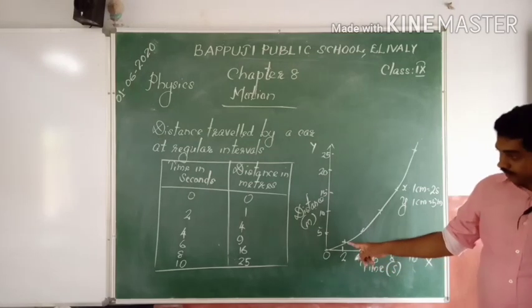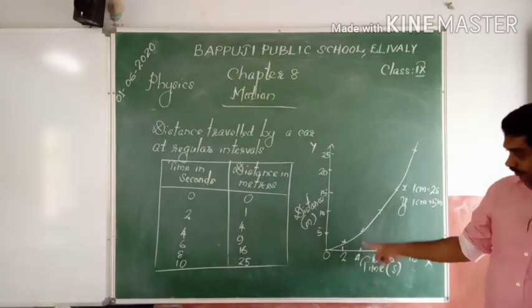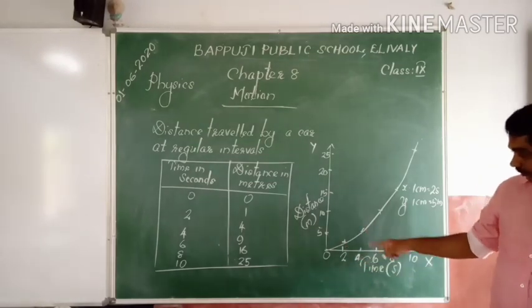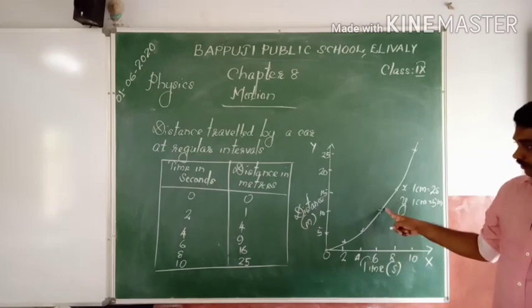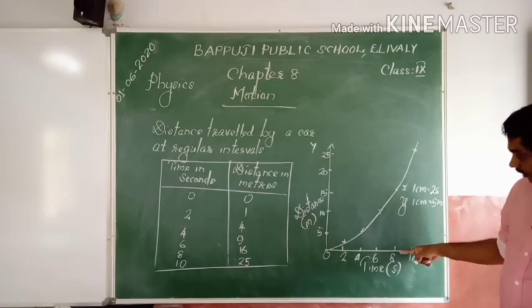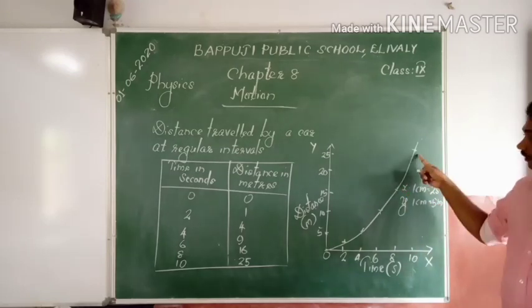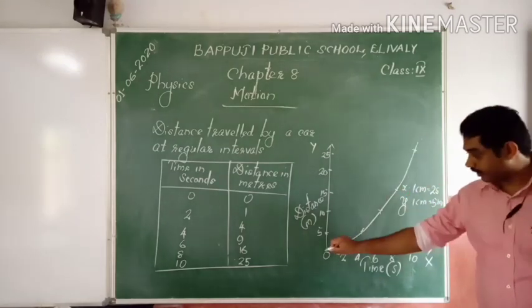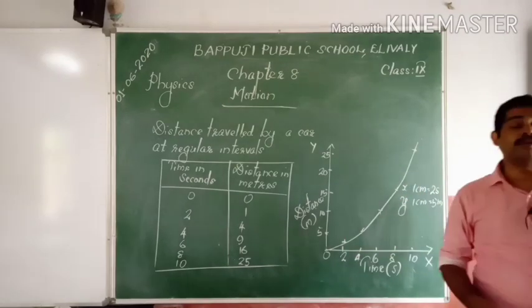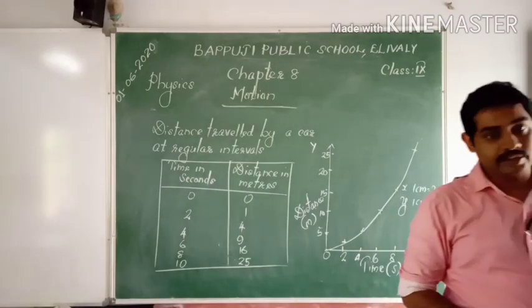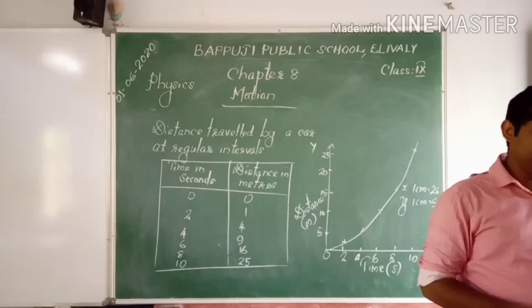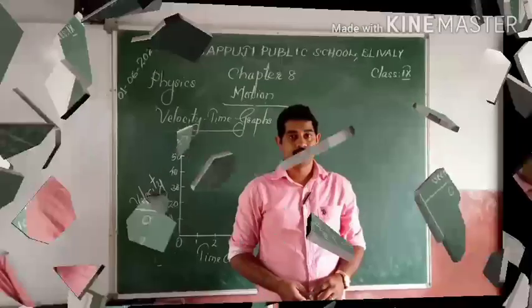In 2 seconds it covers 1 meter. In 4 seconds it covers 4 meters, in 6 seconds it covers 9 meters, in 8 seconds it covers 16 meters, and in 10 seconds it covers 25 meters. We will get a curved graph. For non-uniform motion, we will get a curved graph. For uniform motion, we will get a straight line graph.